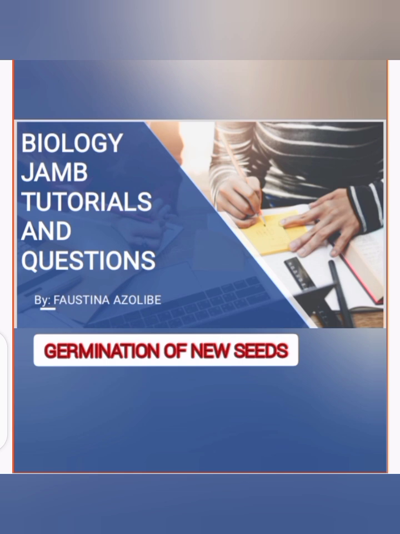In case you have forgotten what the monocots and dicots mean, monocots are those seeds that have one seed leaf, while the dicots are those seeds that have two seed leaves. I've given examples of the monocots, which include the maize, the millet, etc., and the dicots, which include the castor oil seed, the bean seed, that's from the cowpea family, the groundnuts, etc.